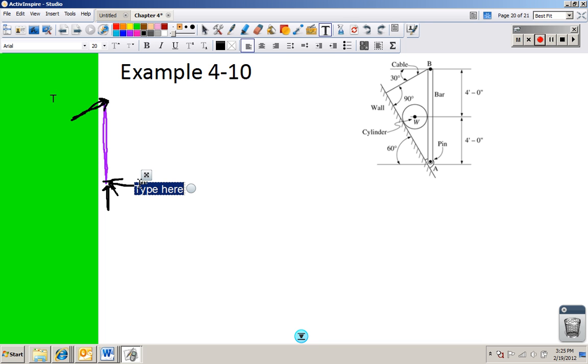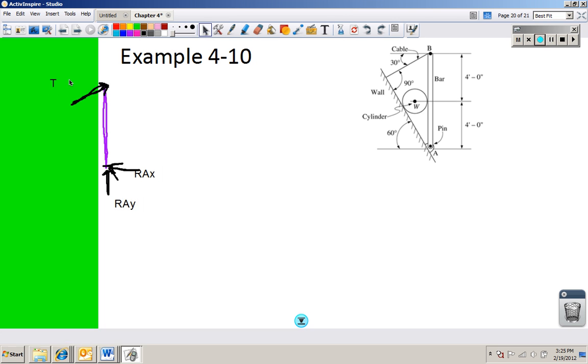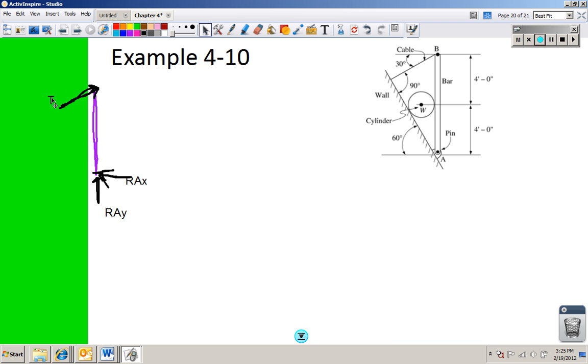and this will be R_Ax and this will be R_Ay. The other thing is we know something about this tension, and that is that it's at a 30 degree angle from the horizontal. Alright, so we know that this angle is 30 degrees.